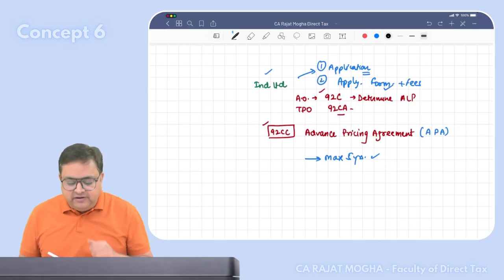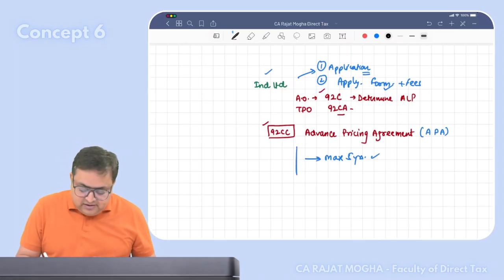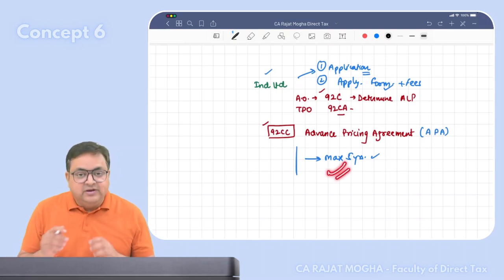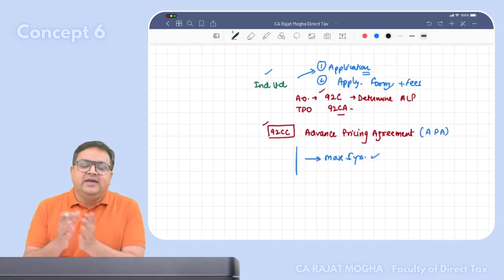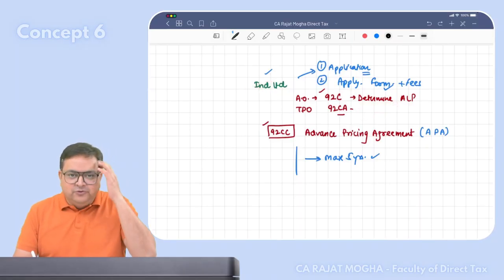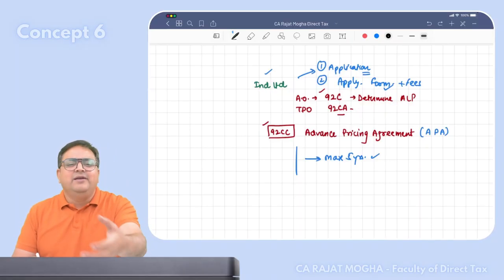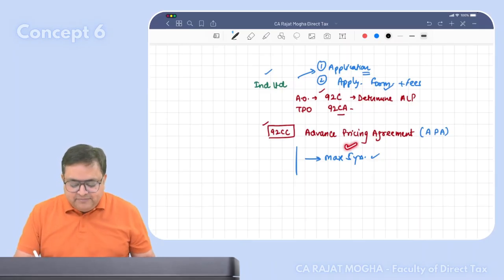Now, obviously with the prescribed fees. See, this has actually given the benefit to the department also, to the assessee also. Why? Because his ALP is determined. So the department will also not waste their time in calculating the ALP again and again every year. So it is a benefit to him.